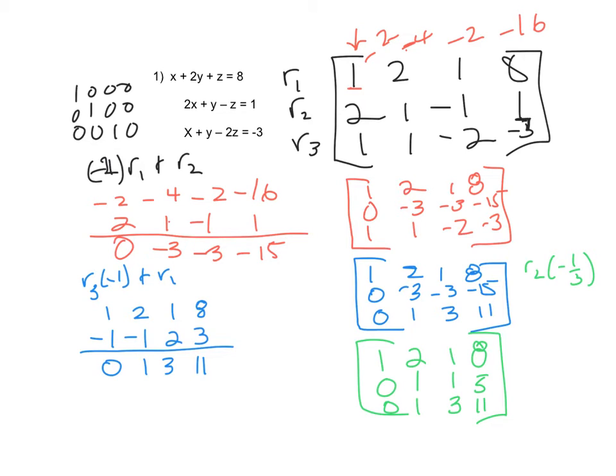So I'm going to go row 2 times -1, then plus row 3. So row 2 would be 0, -1, -1, -3, and then add 0, 1, 3, 11. That's going to give me 0, 0, 2, and 8. Right there. All right, so I'm going to erase some of this junk I have here now.